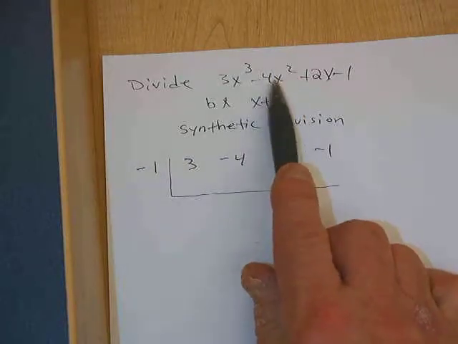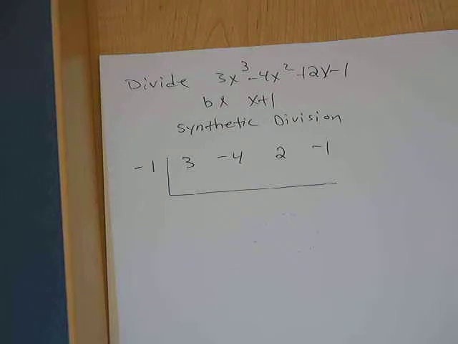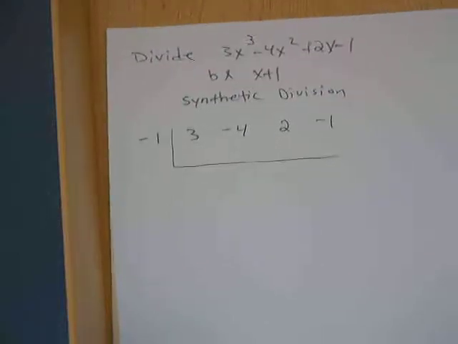Now, what if we were missing the x squared term here? What would I write here instead? 0. Same thing as the polynomial long division. If you have a term missing, you're going to need to put that placeholder in there of 0.